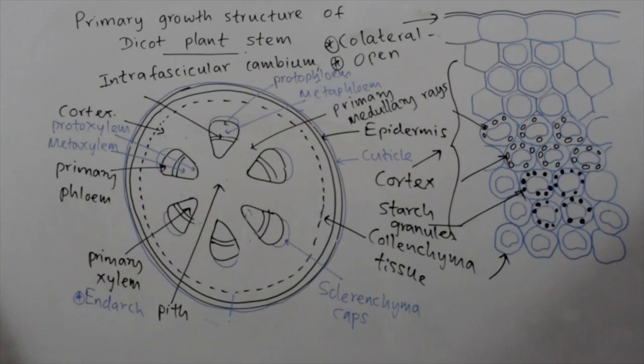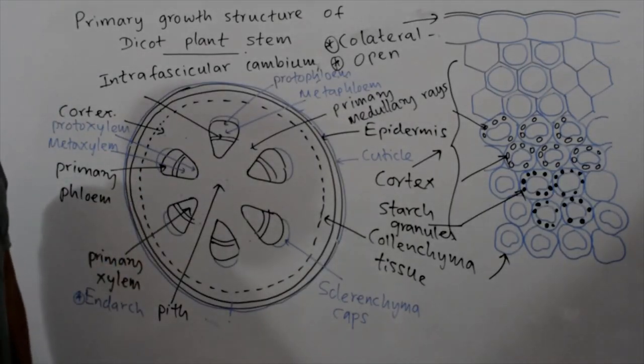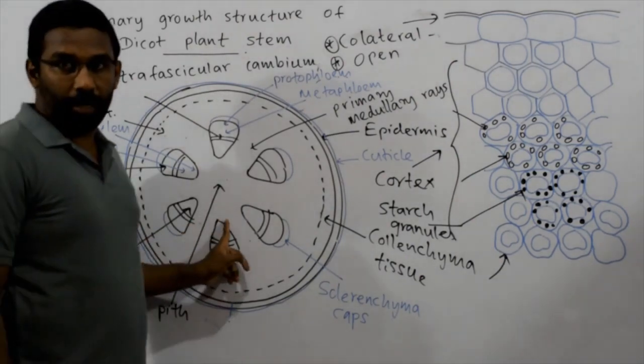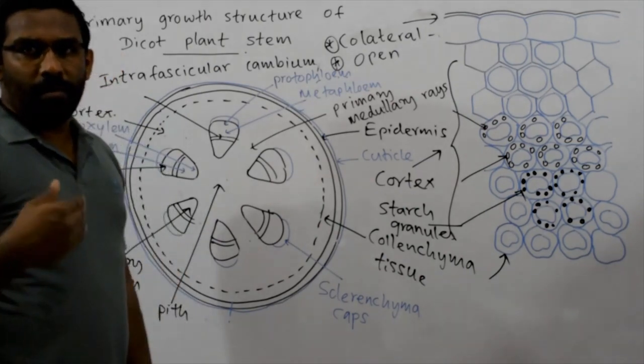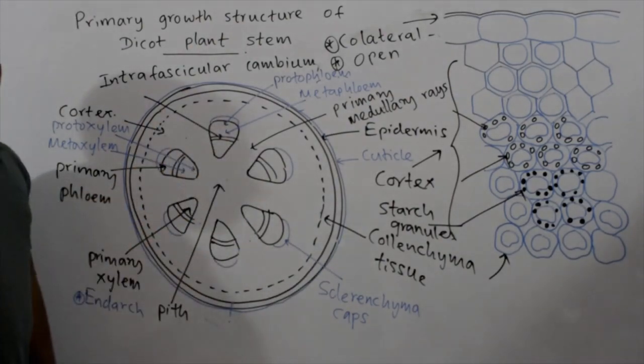So you can write a title to this transverse section. Write the title as: diagram of transverse section of primary growth structure of dicot plant shoot, or dicot plant stem. Okay, now you know the permanent tissue structure. Now we will discuss how these permanent tissues are differentiated at the shoot apex. As we discussed in the root, we can discuss how the differentiation process happens in the shoot apex to produce these permanent tissue regions.